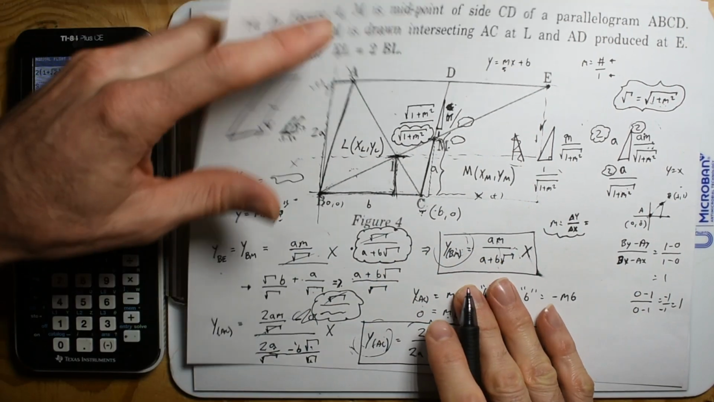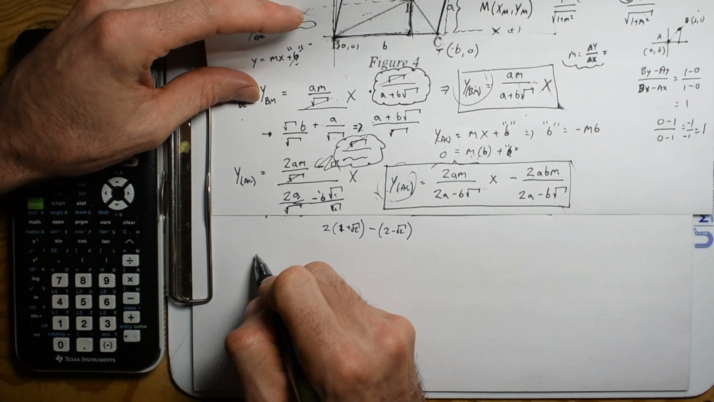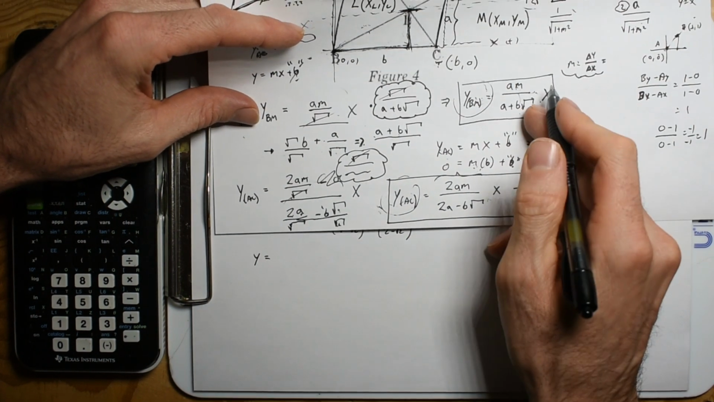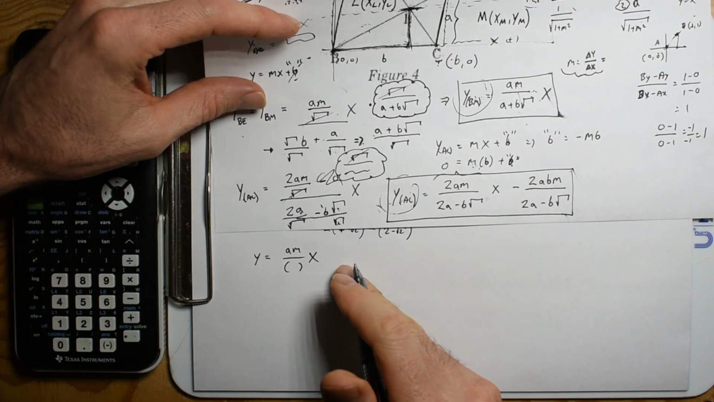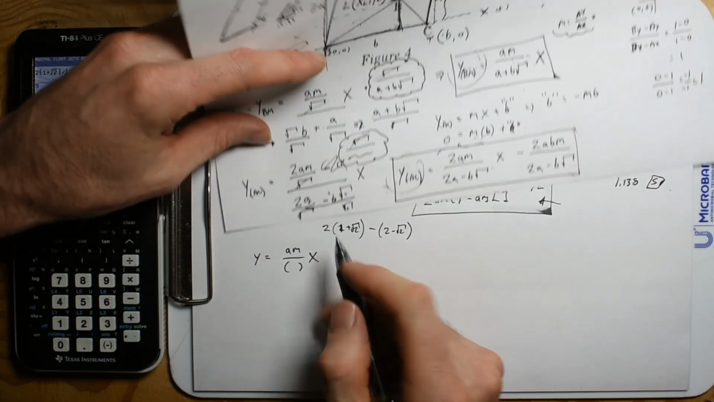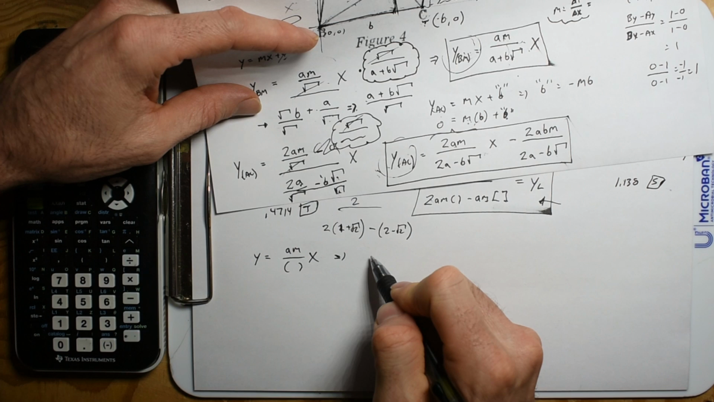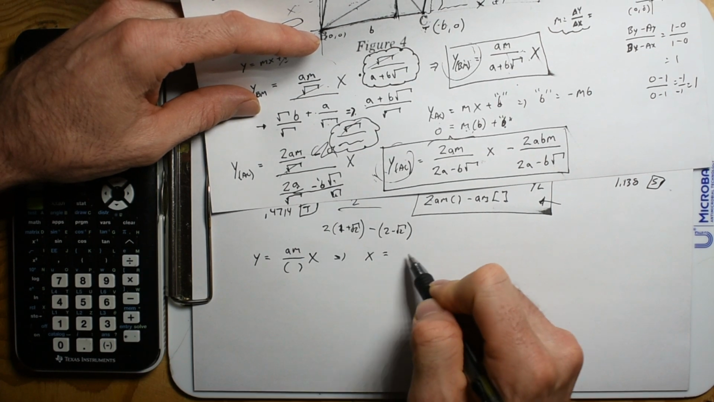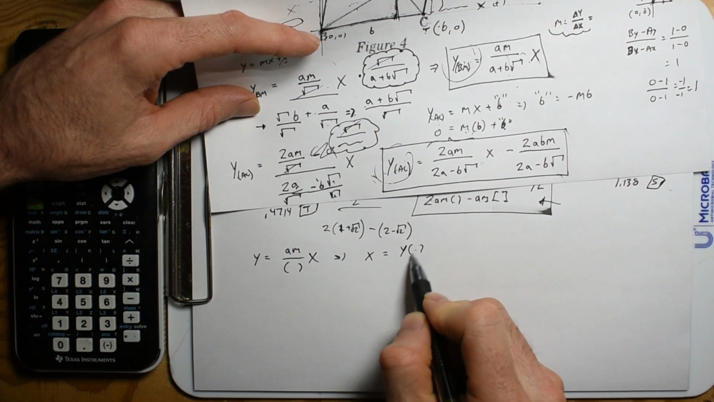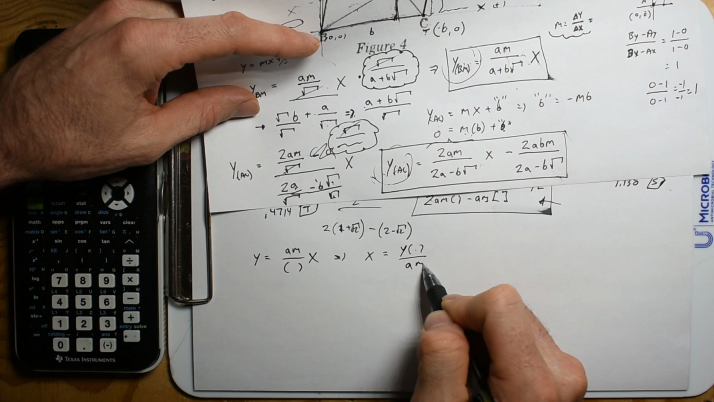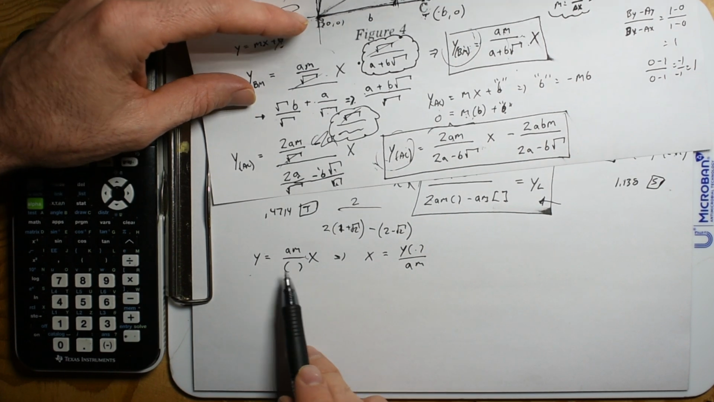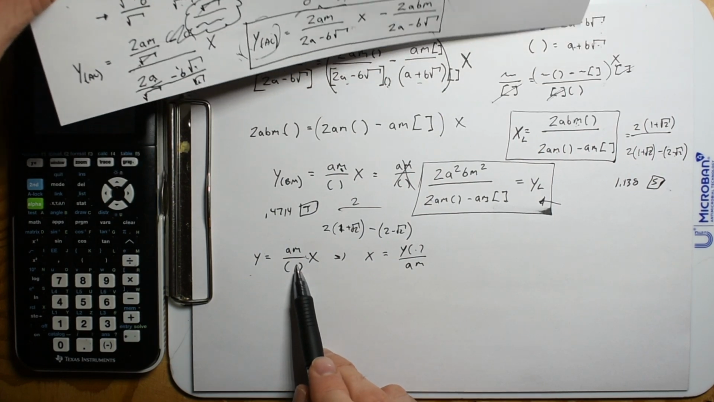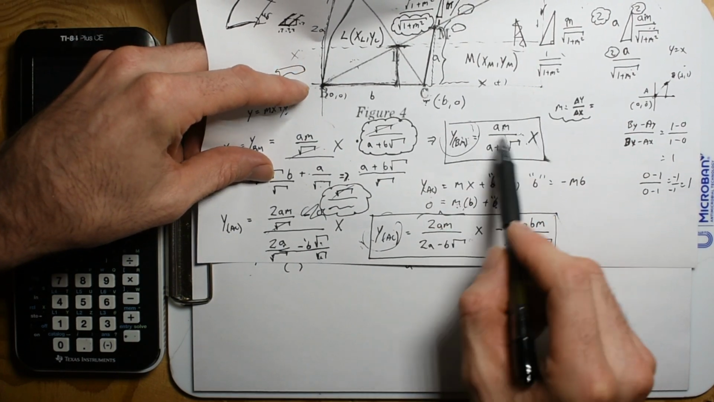Okay, so let's say this Y is equal to, this is AM, and then this bracket X. Then I'm going to rearrange this equation and solve for X. So X is equal to my Y value times that bracket divided by AM. That's what I did. I just took the AM downstairs and this bracket upstairs. And this bracket comes from this equation that we got.